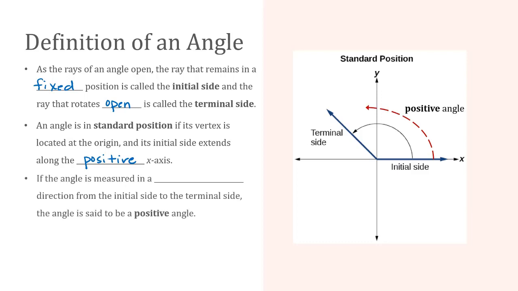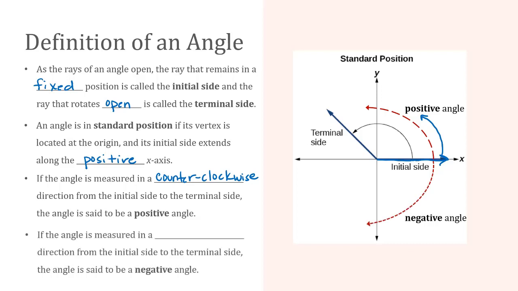If the angle is measured in a counterclockwise direction from the initial side to the terminal side, then the angle is said to be a positive angle. So I hope that you saw that starting at the initial side, we saw that angle open counterclockwise. If the angle is measured in a clockwise direction from the initial side to the terminal side, now the angle is said to be a negative angle.